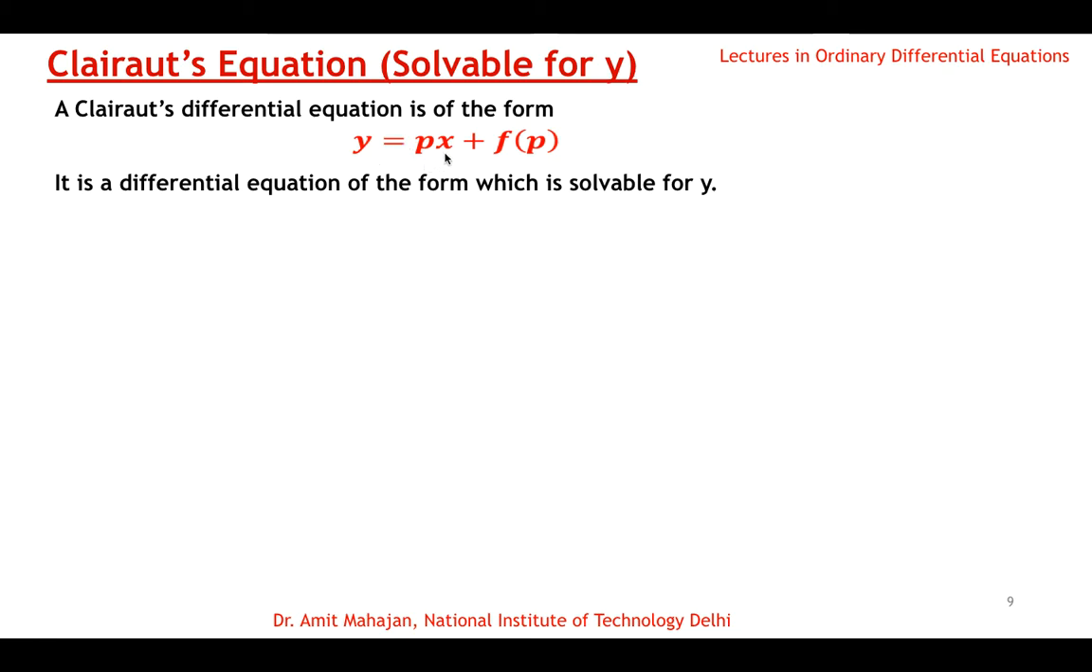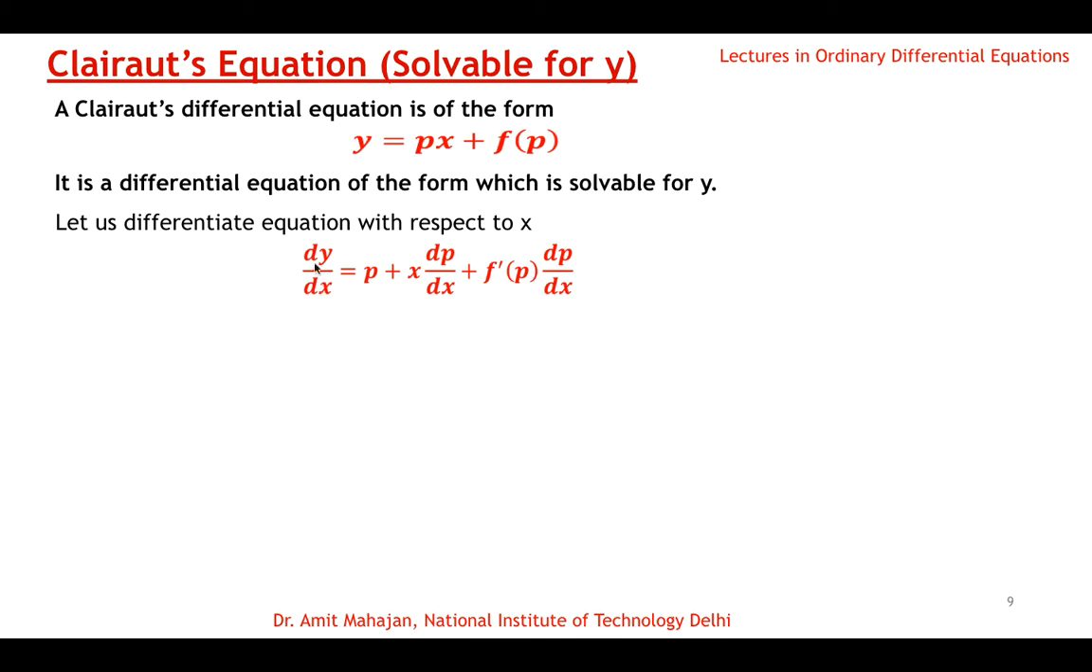y is equal to p times x plus any function of p, then this differential equation is solvable for y, of course, but its solution is very simple. Okay, so let us see what happens if we solve it with the method of solvable for y. So the steps are that we differentiate this equation with respect to x. Okay, so the left hand side is dy by dx. Here the product rule: p times derivative of 1 and x times derivative, so p plus x dp by dx, and the derivative of this will be f dash p dp by dx.